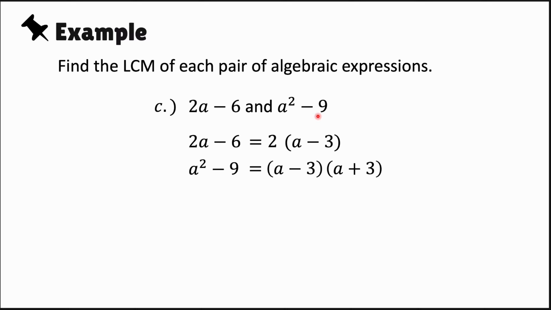Now, we get the factors with the higher power. So 2 is a factor, we'll get that. A minus 3 and a minus 3, we only get one of them, okay? We only copy once. Then a plus 3 is also a factor. So your LCM is 2 times a minus 3 times a plus 3. So that's the LCM of 2a minus 6 and a squared minus 9.